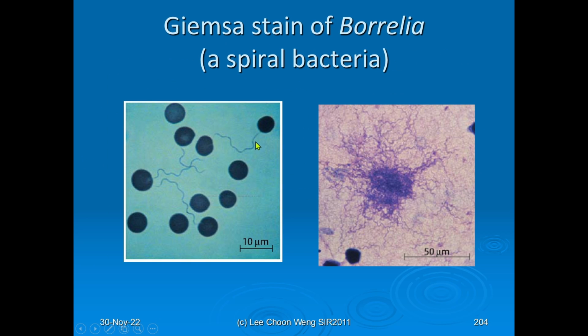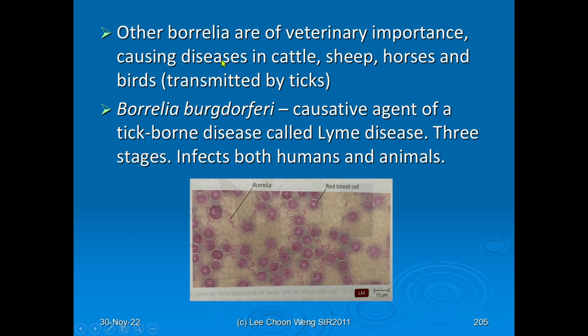This shows the spiral bacteria of Borrelia. So other than Borrelia recurrentis, you also have Borrelia burgdorferi, a causative agent for a tick-borne disease called Lyme disease. Also 3 stages, and it infects both humans and animals. Other Borrelia are of veterinary importance, causing diseases in cattle, sheep, horses, and birds.